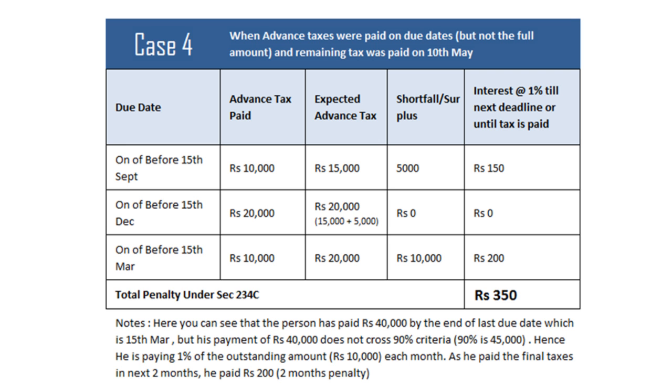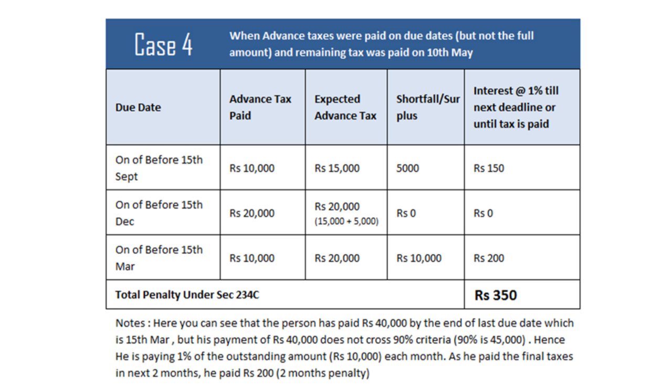Now on 15th of March or before that he pays 10,000 more. Okay, now here the expected advance tax was 20,000 rupees. The balance was 20,000 rupees which he has to pay, but he pays only 10,000 rupees. Now the shortfall is 10,000 rupees. Now here you can see that section 234B applies because by the end of the last installment he has paid how much? 40,000 rupees in total, and 90% of his total tax is 45,000. So he paid less than 45,000 rupees, which is 90%. Hence he has to pay 1% penalty on the shortfall till he pays the full amount.